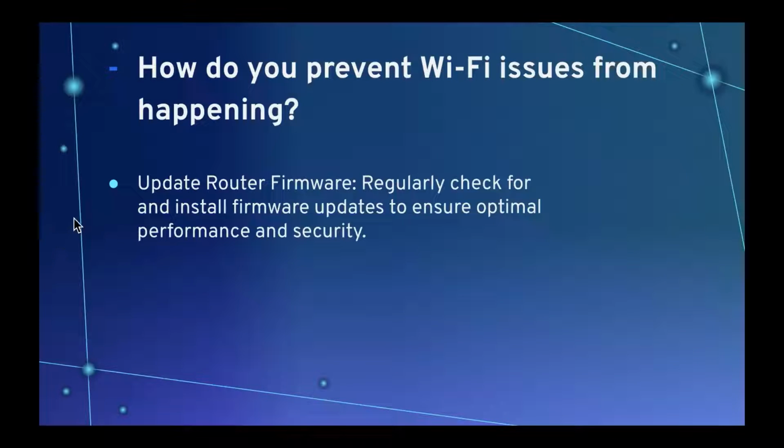Now you can also prevent Wi-Fi issues, rather than having to troubleshoot and go through many different steps and ways to fix the problem. You can prevent them from actually happening. So make sure that you're always updating your router firmware. This involves regularly checking for and installing any firmware updates to ensure optimal performance and security. Having everything up to date will ensure that you have the newest versions, which work as well as they possibly can.